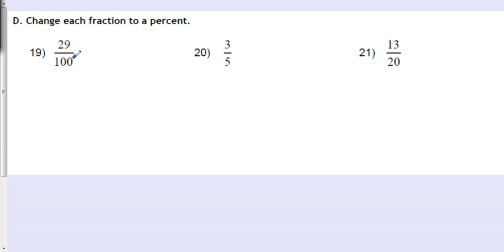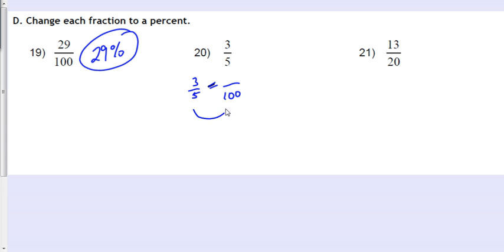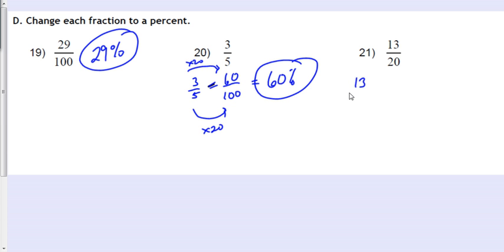The first one, well, 29 over 100, that is 29%. For 3/5, what we'll try to do is get the denominator to be 100. So think back to what we did with proportions. From 5 to 100 is times 20. 3 times 20 is 60. So 3 out of 5 is equivalent to 60 out of 100 for 60%. We'll try that again for the next one.